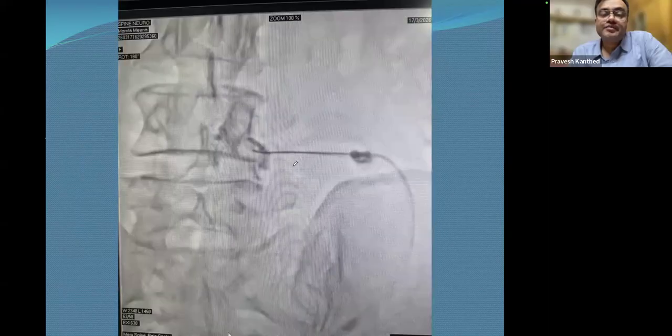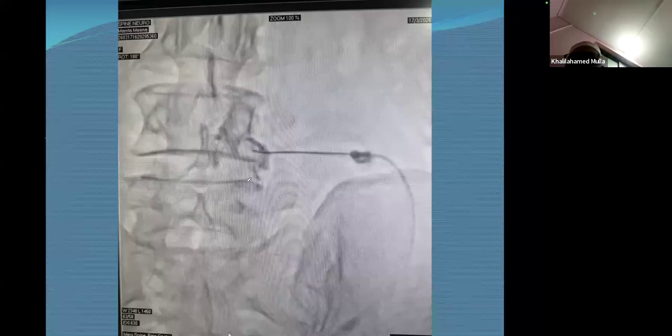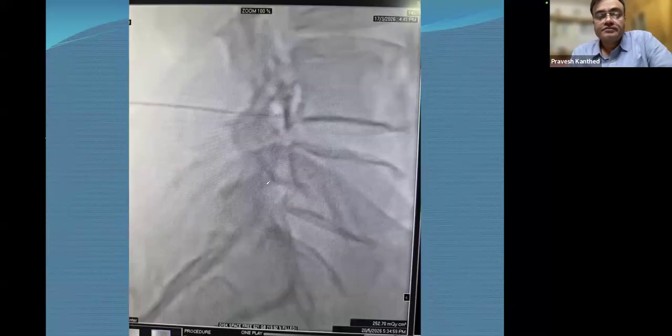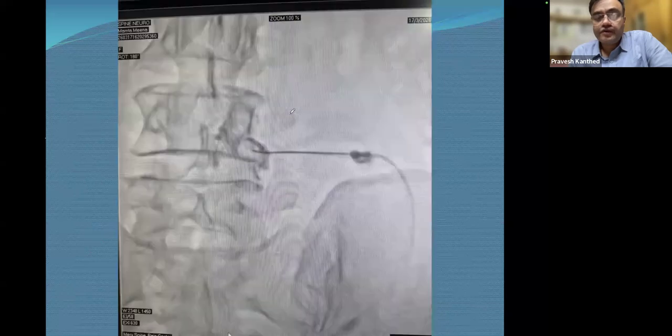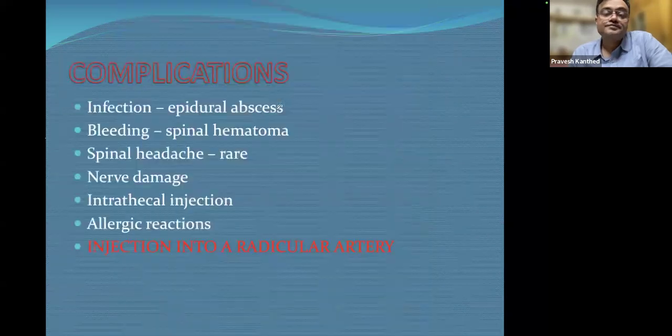Now again, we take an AP view and do a dye study. So you can see this is the dorsal root ganglion, and this is again the dye traversing inside, going into the L5. Okay, so this is in the anterior space. So always be very careful. If you want to do both, then you have to do a Kambin's triangle approach.